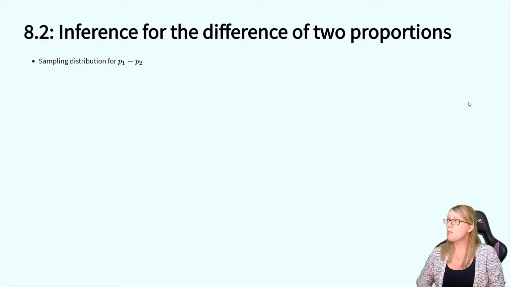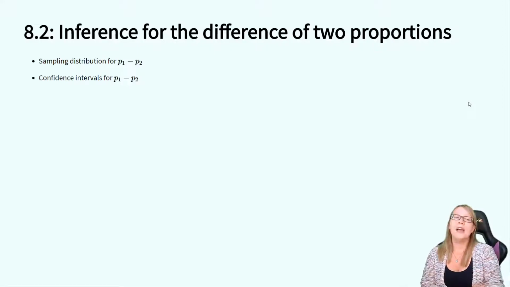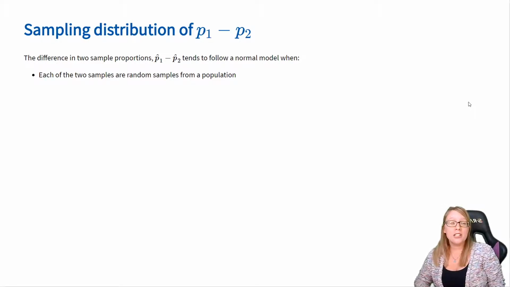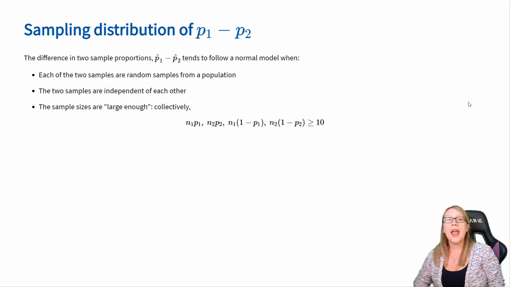We'll start by coming up with an approximate sampling distribution for the difference in proportions, P1 minus P2, and we'll use that approximate sampling distribution to build out our confidence interval. So it turns out that the difference in two sample proportions, P hat 1 minus P hat 2, tends to follow a normal model when each of the two samples are random samples from a population, so we have random samples that are distinct, that are independent from one another, so there's no reason that they should be overlapping or influencing each other, and when the sample sizes are collectively large enough.